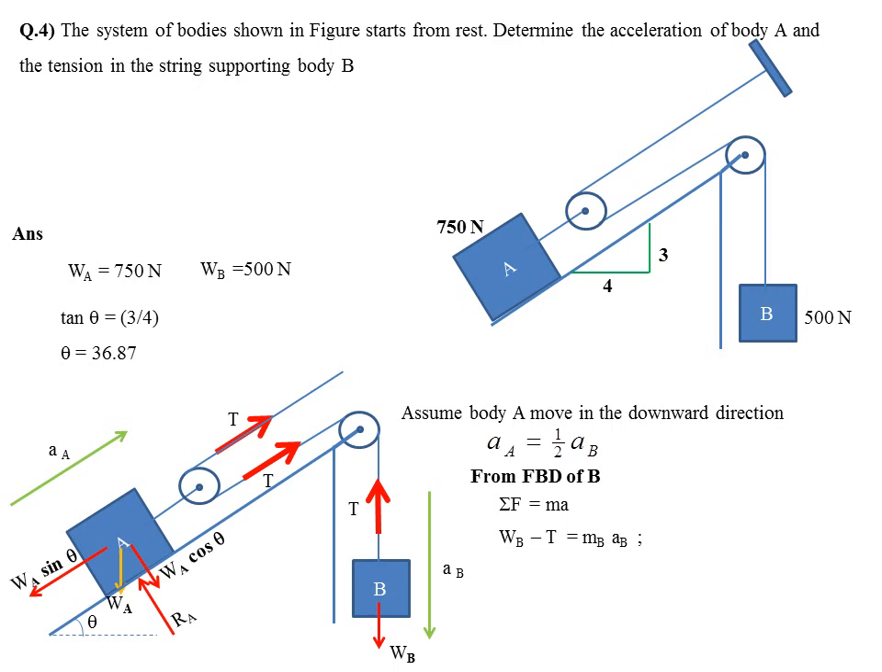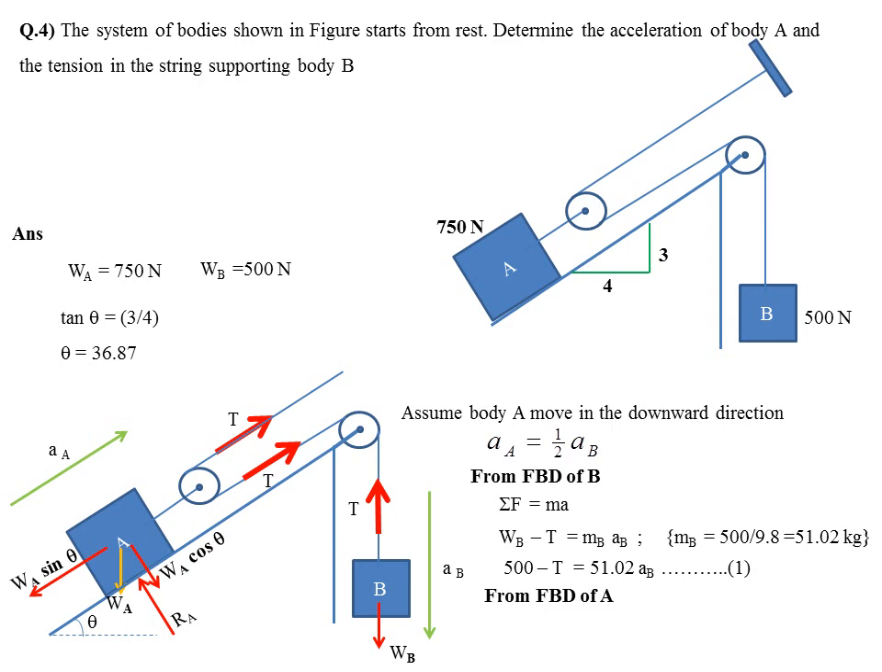So WB minus T equal to mass of B into AB. Now what is the mass of B? Mass of B, we know that 500 is the weight, divided by 9.8, we will get 51.02 kilogram. So WB we know is 500. Don't confuse the WB with the MB. WB is given, 500 minus T equal to 51.02 into AB.